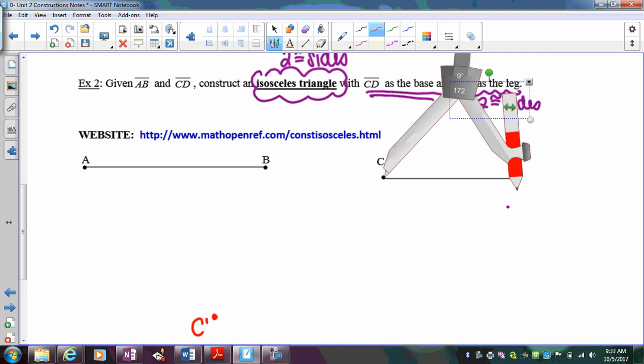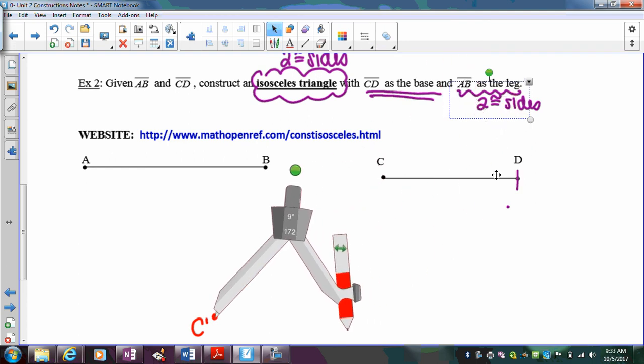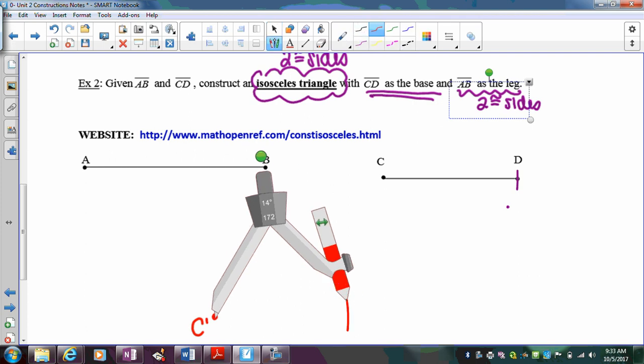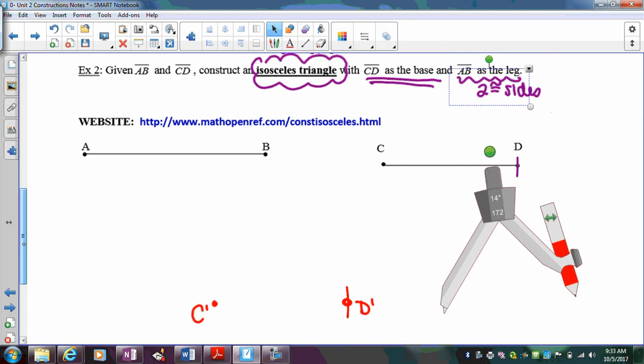So over here, I've measured my C to D, so I'm going to draw my arc. Any point on that red arc is going to be D prime, because it came from D. And you don't have to name your triangle this way. You can just use 3 different letters if you want. It doesn't matter. But I just wanted to show you that that came from CD. So that's why I use C prime and D prime. So it's different letters, but you know where it came from.